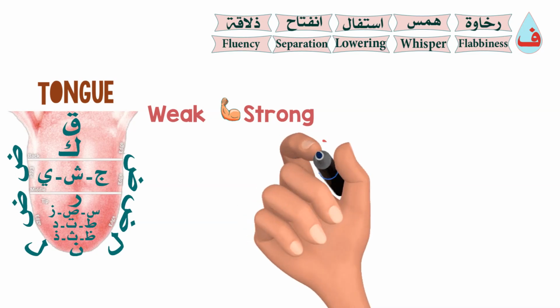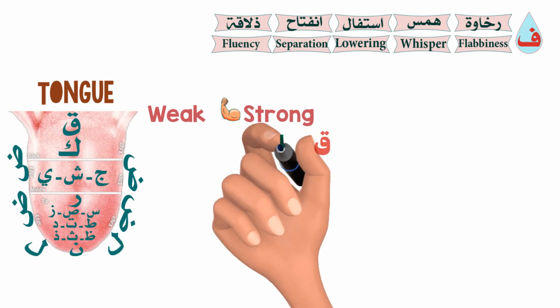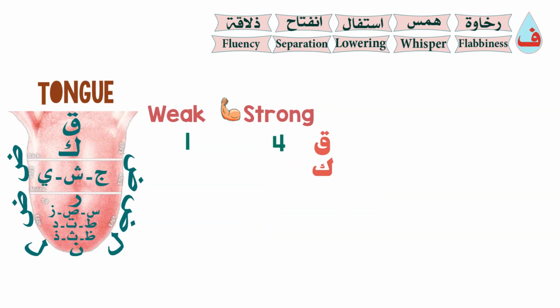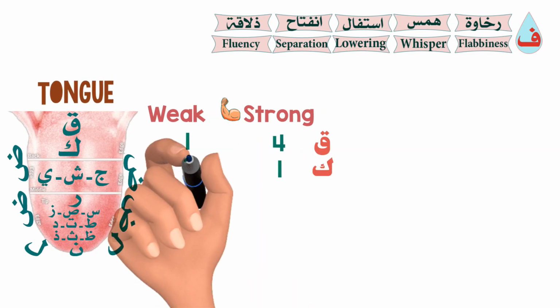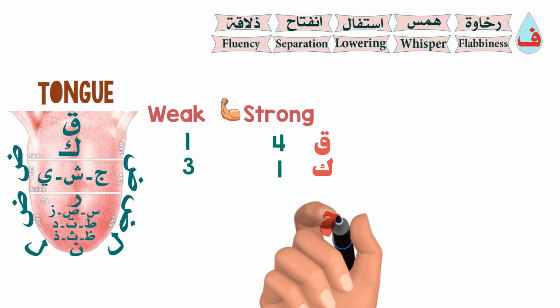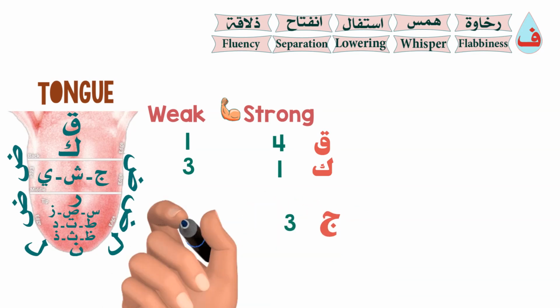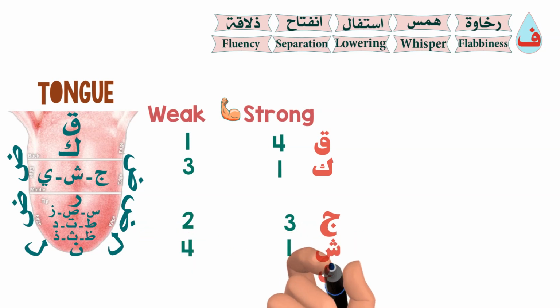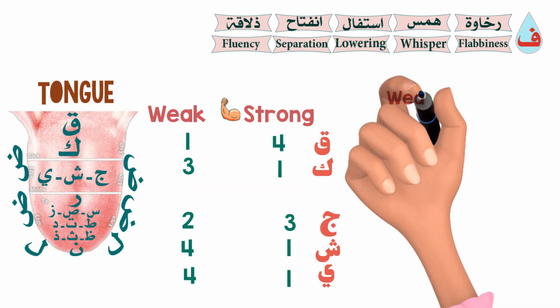Now we come to the stats. We start with the first letter in the back of the tongue. The qaf has four strong characteristics and only one weak. Kaf has one strong and three weak ones. Jim has three strong ones and two weak characteristics, while the Sheen has one strong characteristic and four weak ones. The Ya, one strong and four weak as well. These are the middle tongue letters: Jim, Sheen, and Ya.